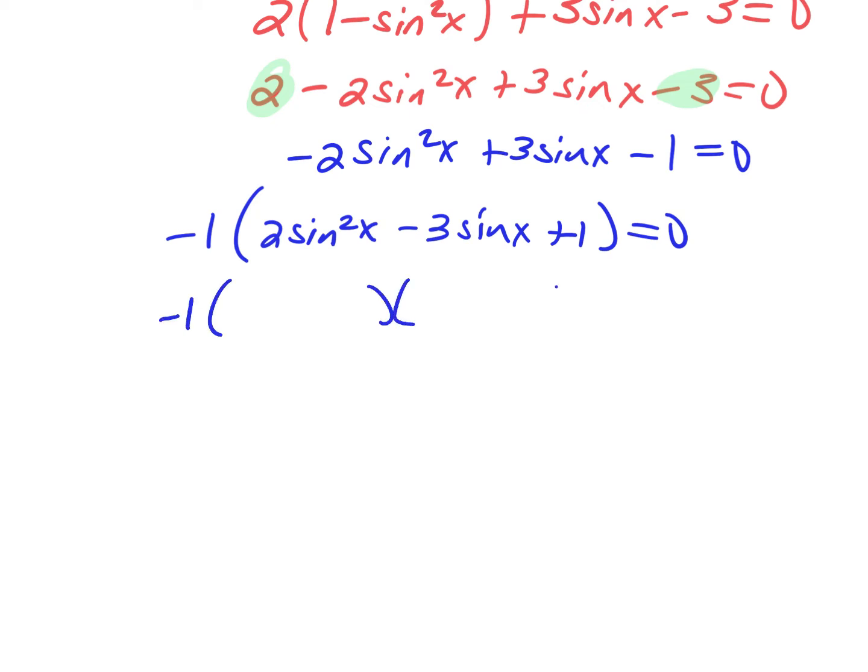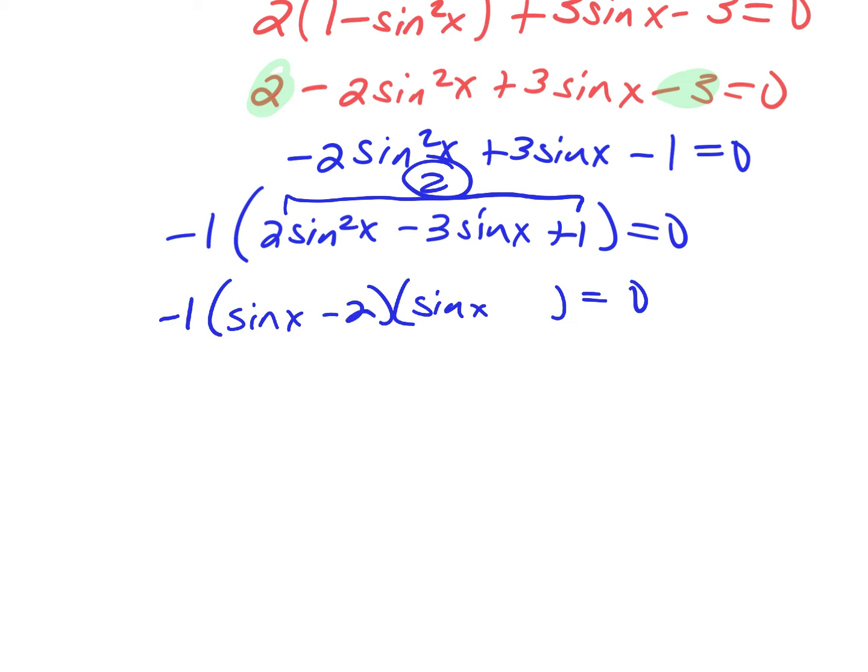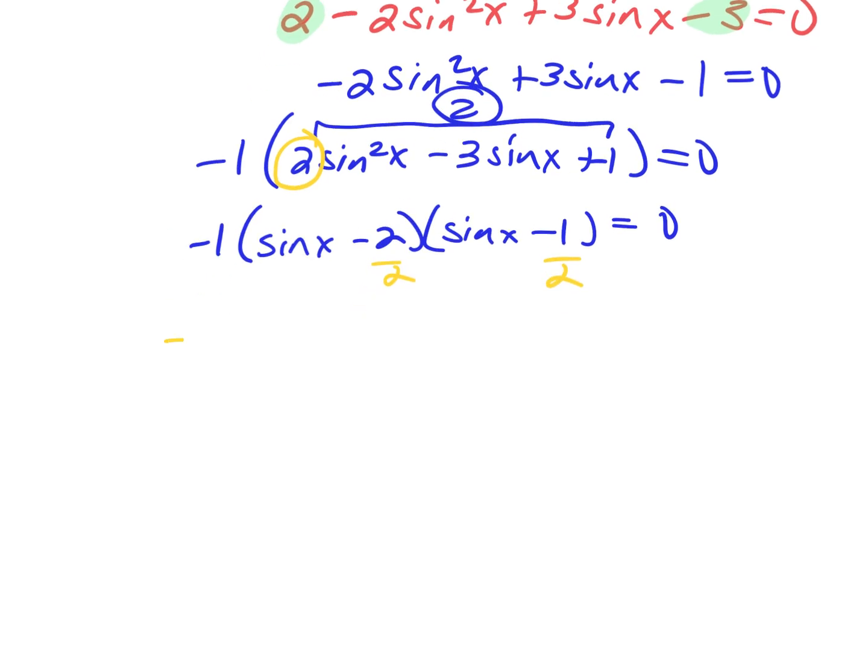What are the trig functions that I multiply together to give me sine squared? Sine times sine, right? Sine x times sine x. Good. Multiply a times c. What are the factors of positive 2 that multiply to give me a positive 2 but add to give me a negative 3? Negative 2 and negative 1. Good. So since my a term here is not 1, it's 2, I'm going to divide both terms by 2. So I'm left with negative 1 equals 0, which is not ever going to happen. I'm left with sine x minus 1 equals 0.